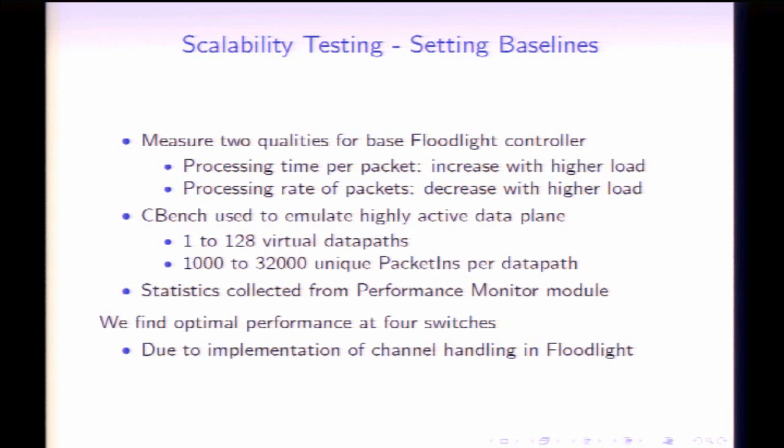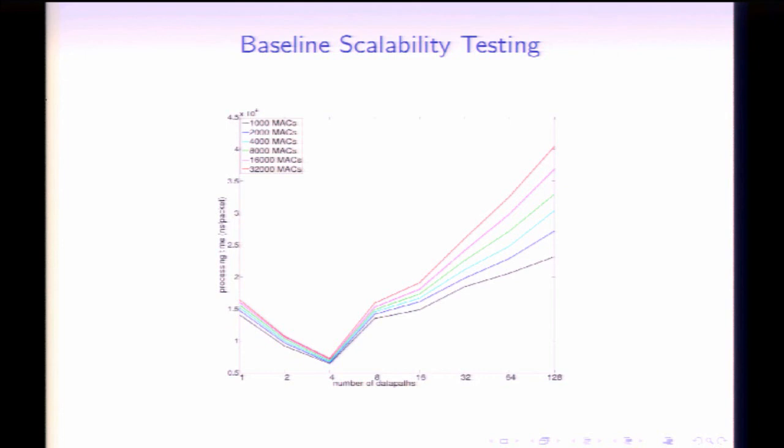And it turns out that because of the way Floodlight is implemented, it behaves optimally when it has only 4 data paths to handle. This has to do with how the threading was implemented for the channel handler. So this is a plot for different numbers of virtual switches with varying numbers of packet ends. You can see there's this massive dip at 4 where it takes the least amount of time to handle each packet on average. And after that, it does go up as expected.